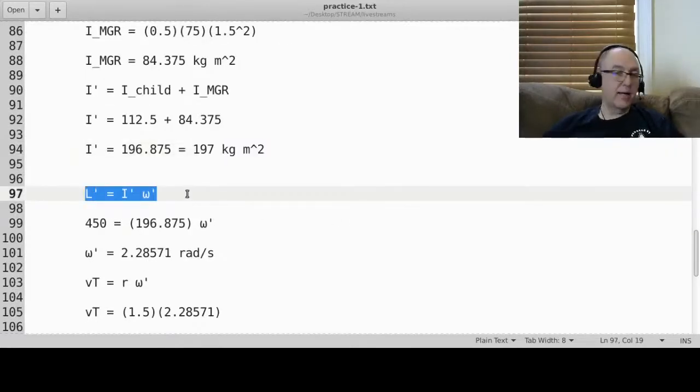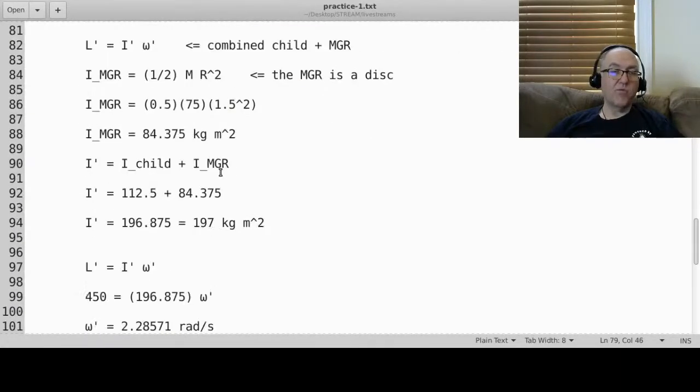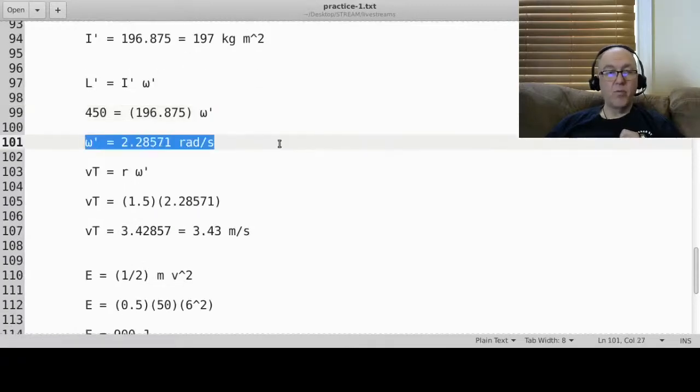The angular momentum before and after are the same. We found the angular momentum was 450, so it's still 450. It's conserved. And the total moment of inertia of everything that's rotating, that is both the child and the merry-go-round, is 196.875. Omega is the only unknown. Solving, we get 2.28571 radians per second. And I didn't round it off.